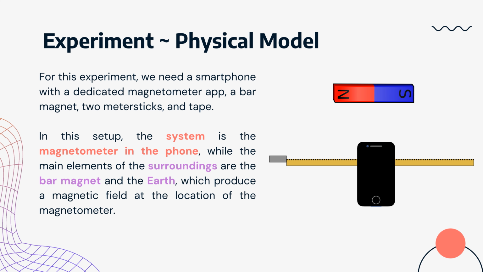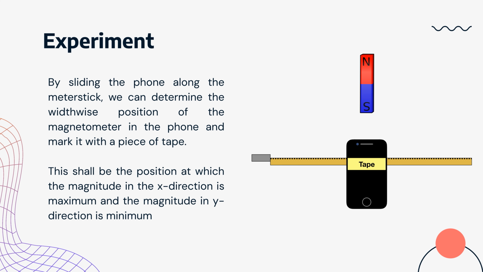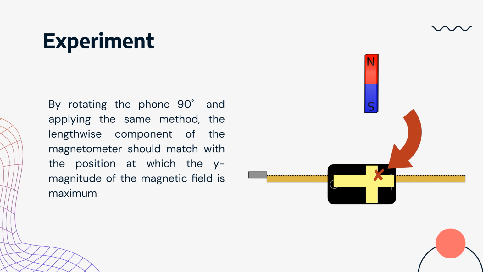In this setup, the system is the magnetometer in the phone, while the main elements of the surroundings are the bar magnet and the Earth, which produce a magnetic field at the location of the magnetometer. First, we align the meter stick east to west and place the phone perpendicular to the meter stick. If the alignment is good, the phone should read a magnitude close to zero net magnetic field at the location where the experiment is. Then, if we place a magnet in front of the phone and slide the phone along the meter stick, we can find the position on the meter stick by measuring where the magnitude in the x direction is maximum. Similarly, we can rotate the phone 90 degrees and do the same method, this time maximizing the magnetic field magnitude in the y direction.